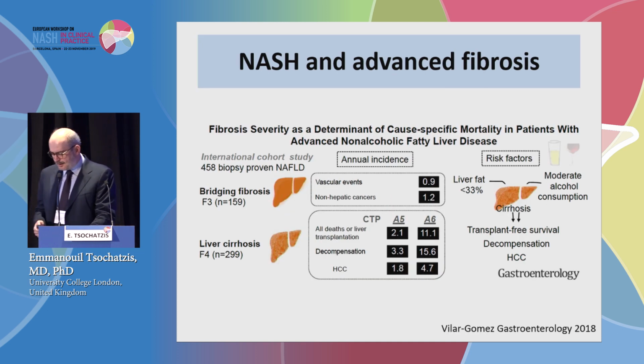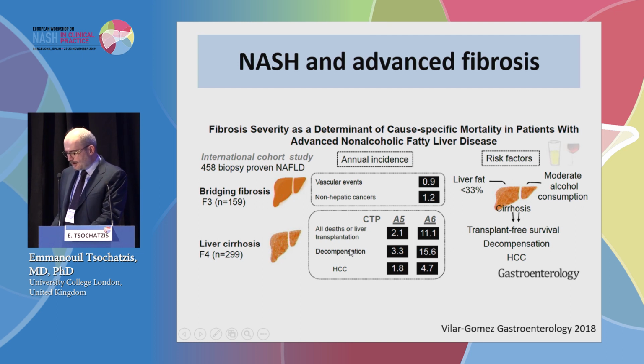This is a very nice study published in Gastroenterology last year. Again, it is patients with F3 and F4 from different countries. And you can see that with patients with F3, there was a significant number of vascular events and non-hepatic cancers. And in patients with cirrhosis, the risk was decompensation and HCC. And you can see that moderate alcohol consumption was a risk factor in this group.